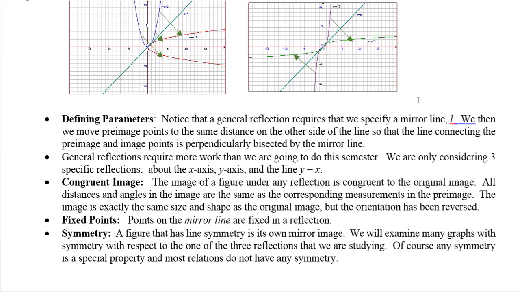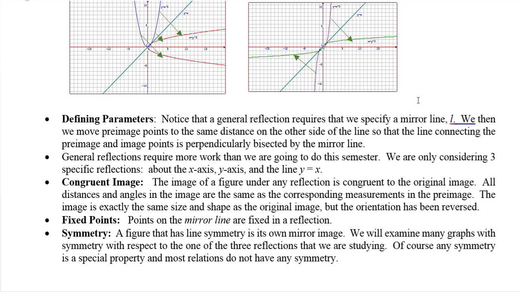The image of a figure under a reflection is congruent to the original. It's the same size and shape, although oriented differently. All distances and angles in the image are the same as the corresponding measurements in the pre-image, and so it's the same size and shape as the original, but it has been reoriented with this reflection. Points on the mirror line, or axis of reflection as it's sometimes called, are fixed in the reflection.